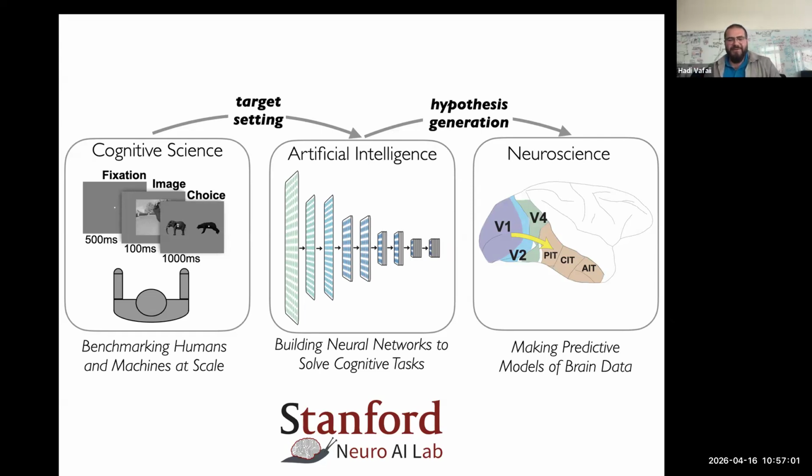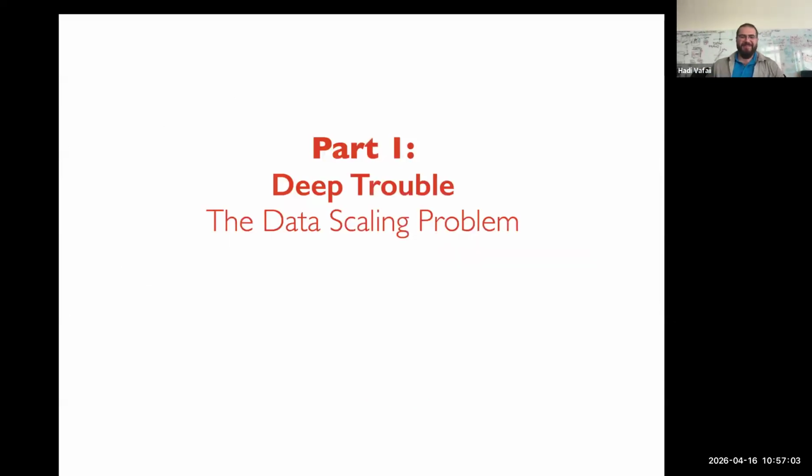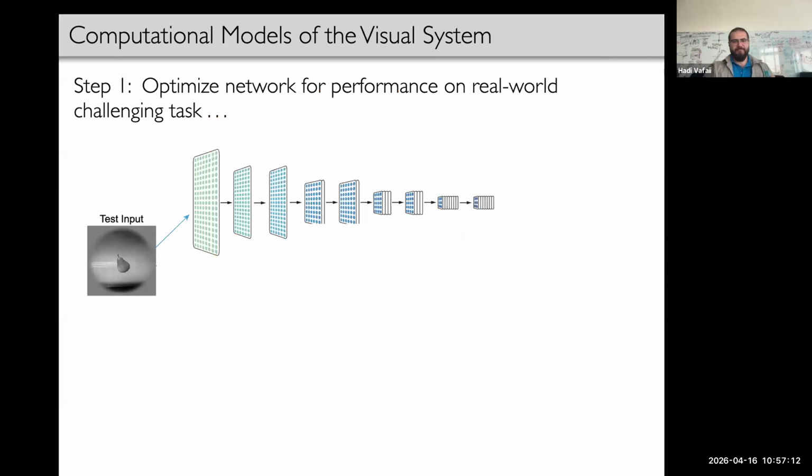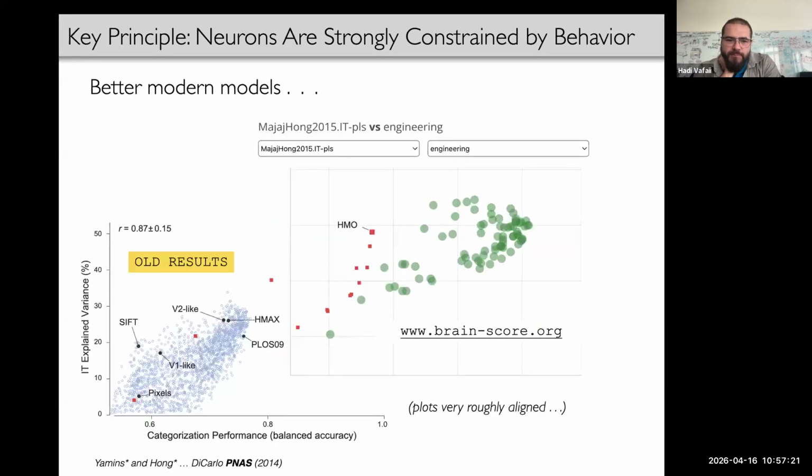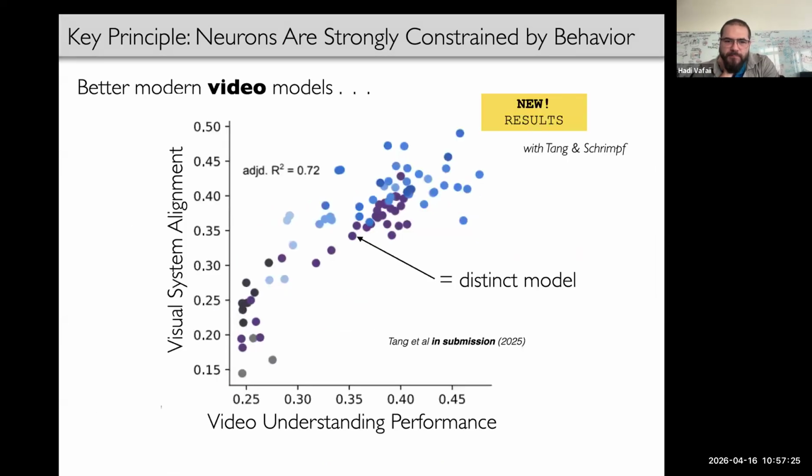Okay, so I think that's a good segue. Let's get to it. So okay, let's talk about that. Perfect. One, deep trouble, the data scaling problem. Okay, this is exactly that issue. Here is this method: optimize a network for performance and real-world scaling from data, compared with the brain. And that's been done okay, and these are some old results that probably everybody here is familiar with. You can push those a little further than we did. And here are some new results using video models. That's directly with Martin Schrimpf and student David Pound.